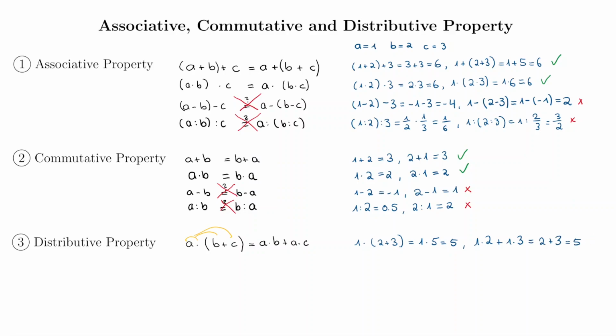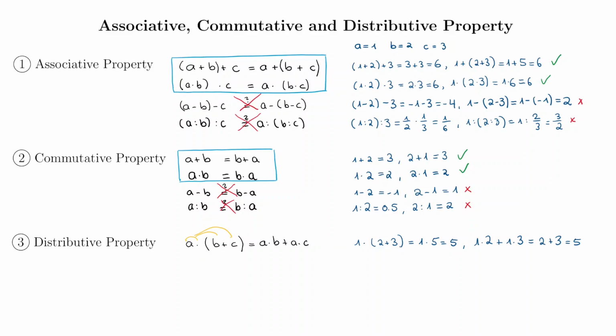Okay, so we have seen that the associative property means it doesn't matter where we put brackets, and we have seen that this is true for addition and multiplication. Then we have seen that the commutative property means that we can just change the order of the numbers, and this is also right for addition and multiplication. And then we also have seen the distributive property, which gives us a rule if we have a multiplication sign in front of a bracket where we have a plus or a minus sign.